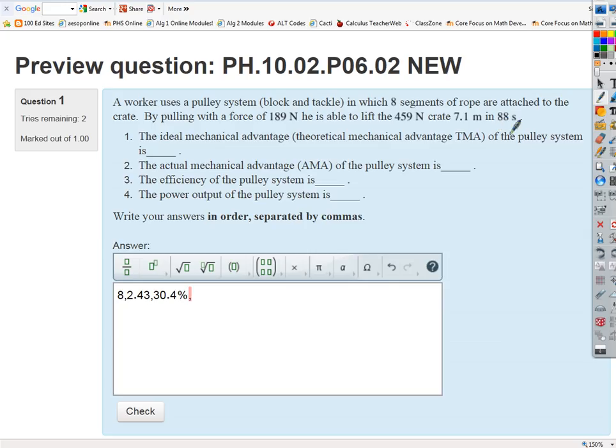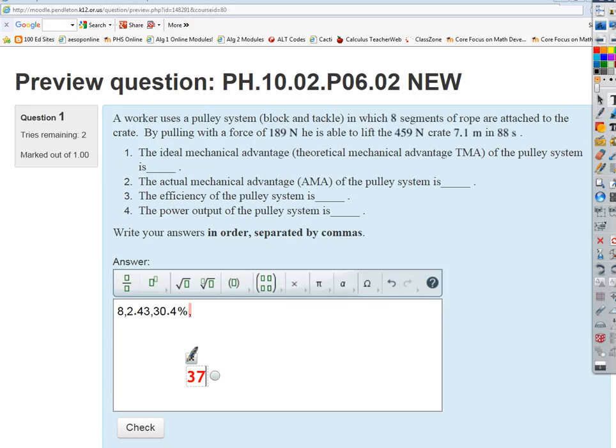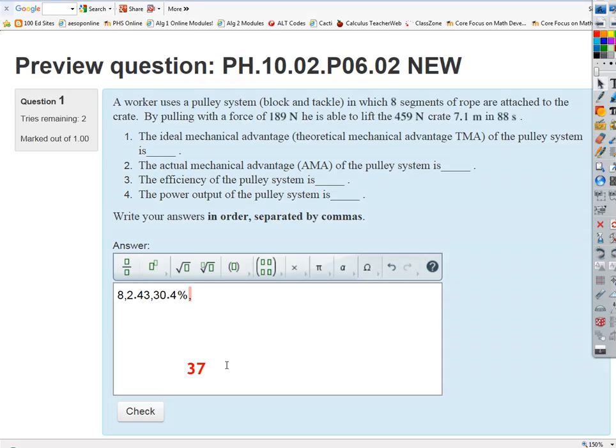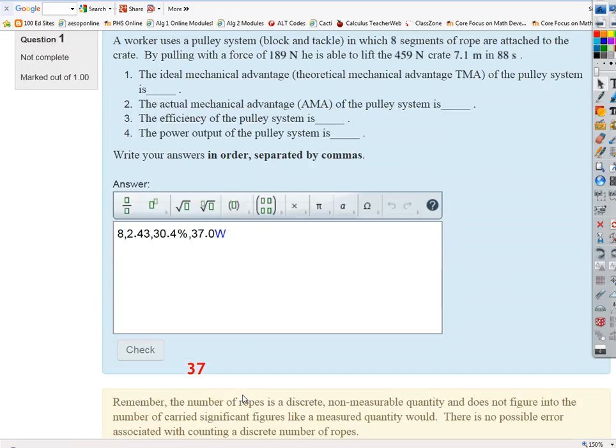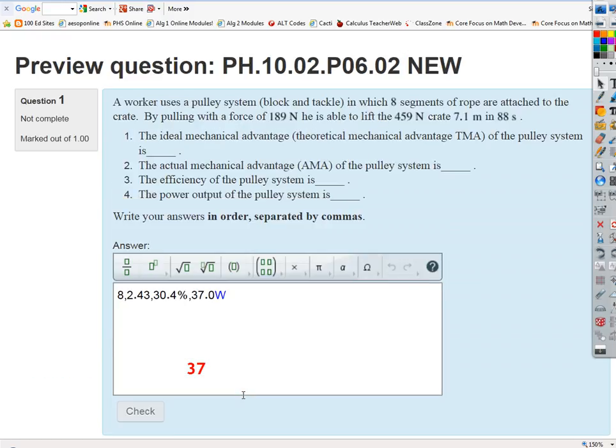37.03. So to 3 sig figs, it would just be 37.0. What are my units going to be, remember? Watts. Yeah, a watt is a joule per second. Oh, I put too many. I know what it was. We only have 2 sig figs.